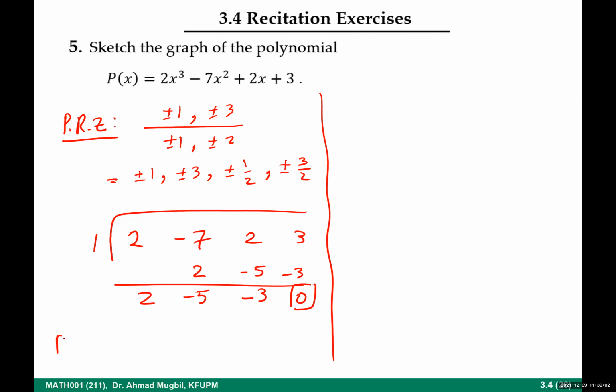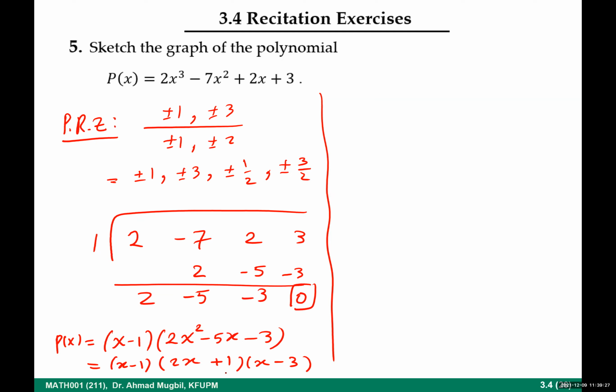Because now our polynomial will be what? x minus 1 times 2x squared minus 5x minus 3. And this is a trinomial, a polynomial of degree 2. You can factor it easily. This is x minus 1 times 2x plus 1 times x minus 3. Check: 2x squared, -6x plus x, it is -5x, -3, right?